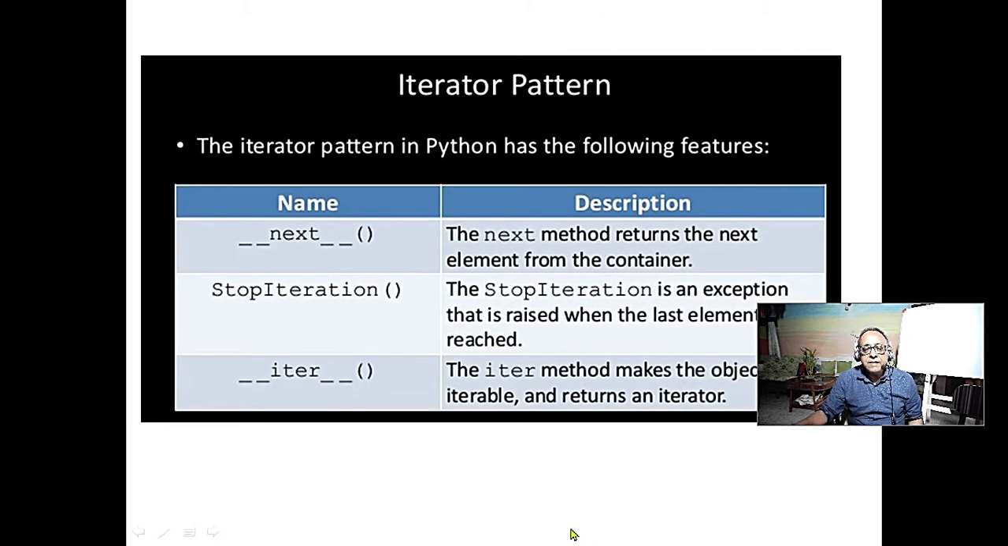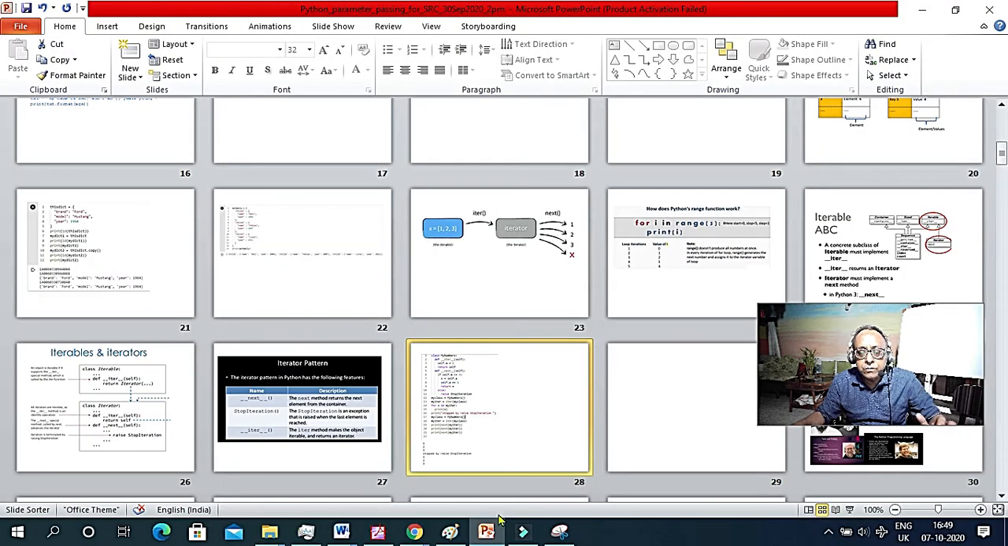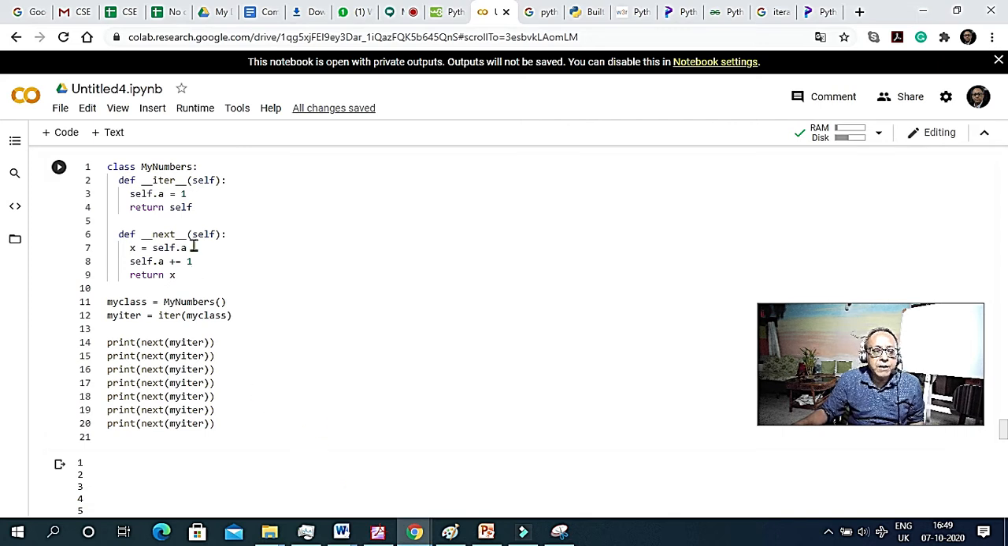I already told you, this is the next method, this is StopIteration, the exception, and this is the iter. See, this is my program, this class, my members. I run this and let's see what happens. I'll go back to the screen now. Yeah, class, my members. We can change a little bit what we can change. So let's run this.